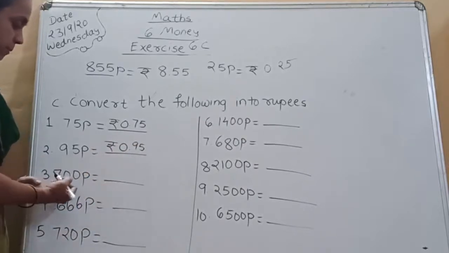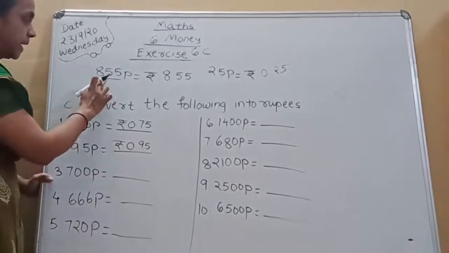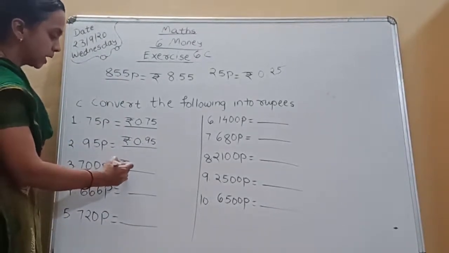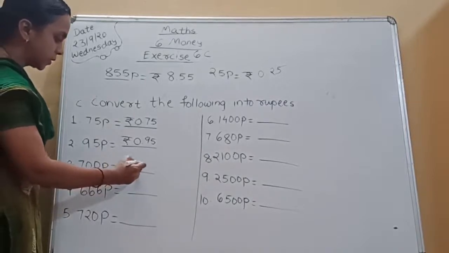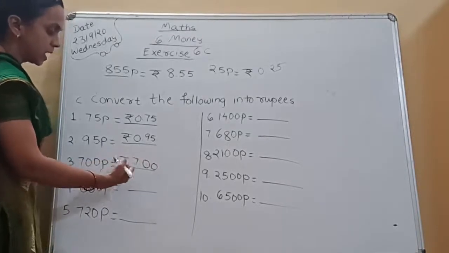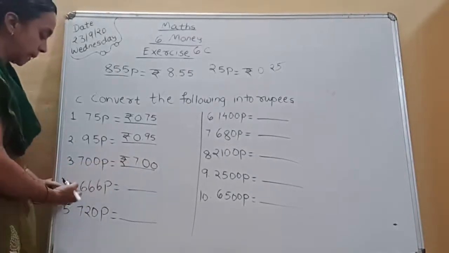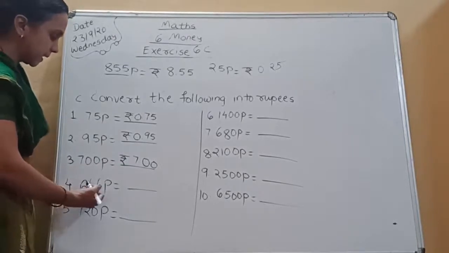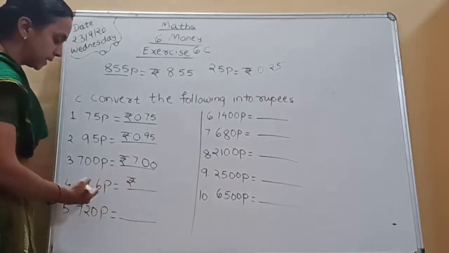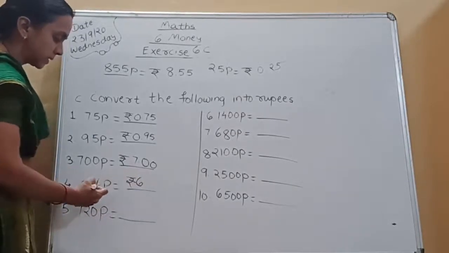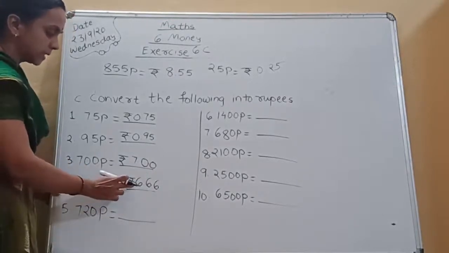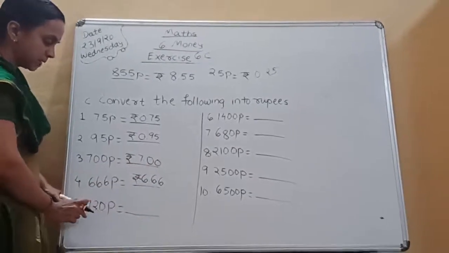Okay. Then third example, 700 paise. Now see here, you just write down rupees sign, then write down 7, then put a dot here, then write down these 00. So what is the answer? Rupees 7. Okay. Then see fourth example, 666 paise equal to how much rupees? You write down here rupees, then write down here 6, then give a dot, then write down here 66. So rupees 6.66 is our answer.